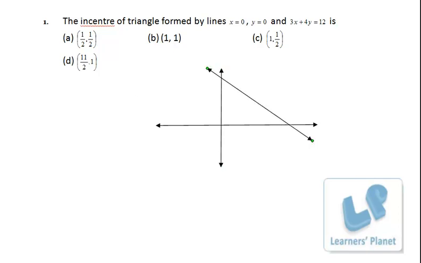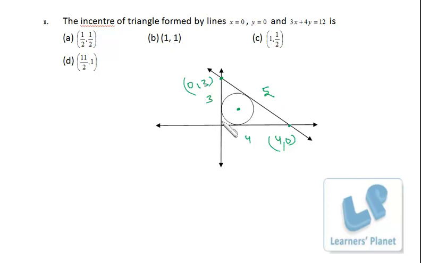Now we have to find out the coordinates of the incenter. Incenter means there is a circle inside this triangle. Okay, now this is the circle, this is the incenter. This coordinate will be, when y is equal to 0, x is equal to 4, so that is 4, 0, and this point will be on this line when x is equal to 0, y is equal to 3, so it is 0, 3. So this length is 3, this length is 4, so this length must be 5.